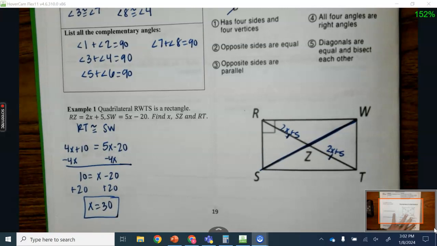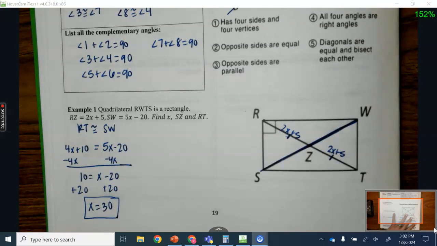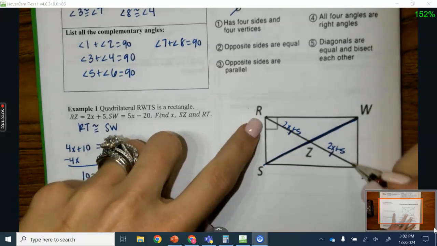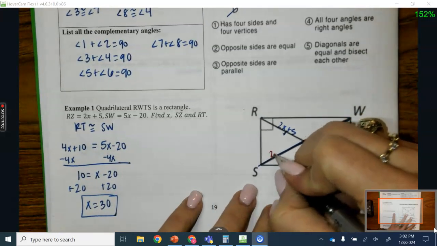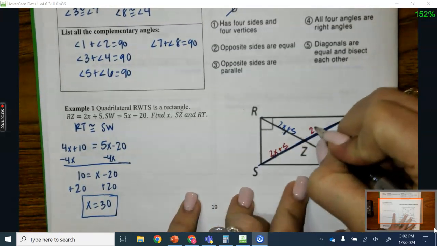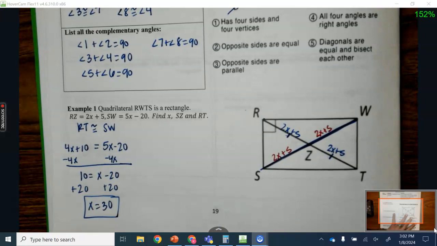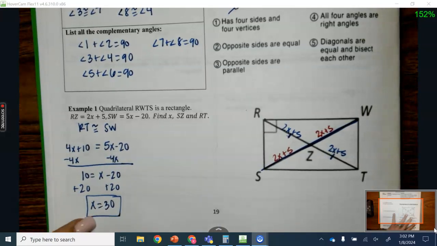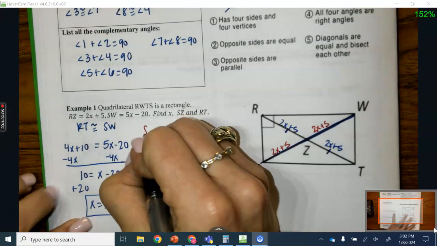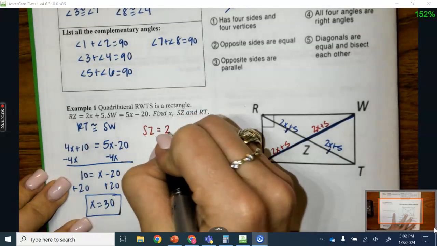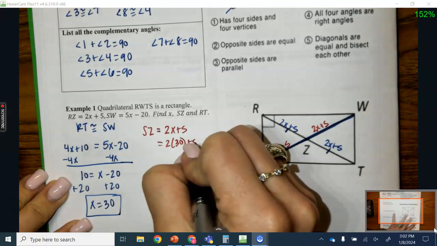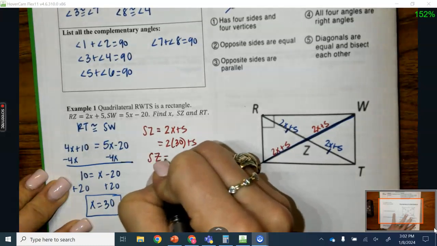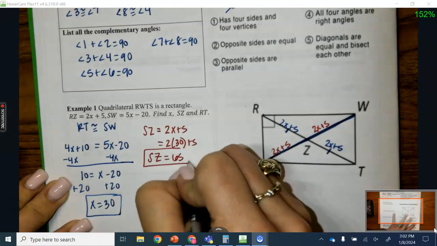Okay, there's x. They also want us to solve for SZ. Okay, if my diagonals are congruent and they're also bisected, that means these are all equivalent to 2x plus 5, all of them. Okay, so x is 30, SZ is 2x plus 5, or 2 times 30 plus 5, so SZ is equal to 65.